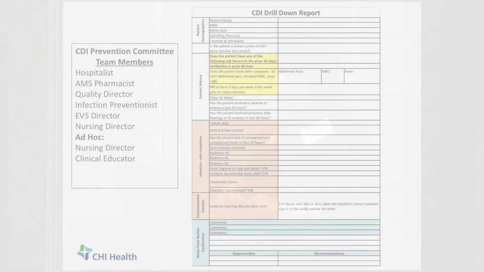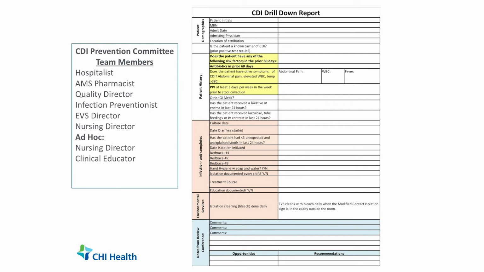So we look at the GI meds more intensively. We look at if they're on proton pump inhibitors or H2 blockers. We also look, of course, at the laxative use, like I talked about with the other. We look at the culture date, when we started isolation, and making sure that they had switched to bleach wipes in the room instead of just regular wipes.